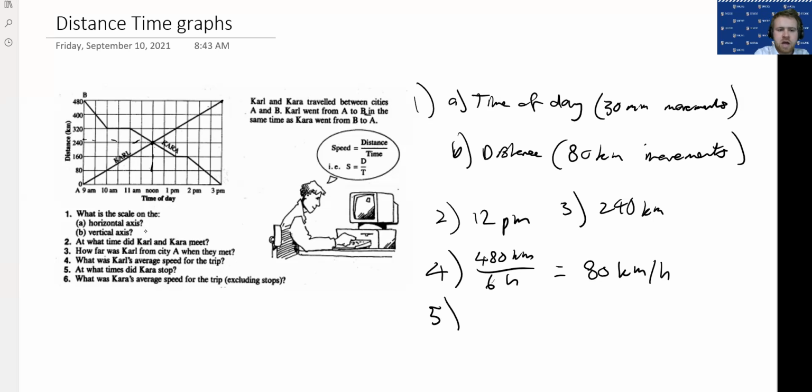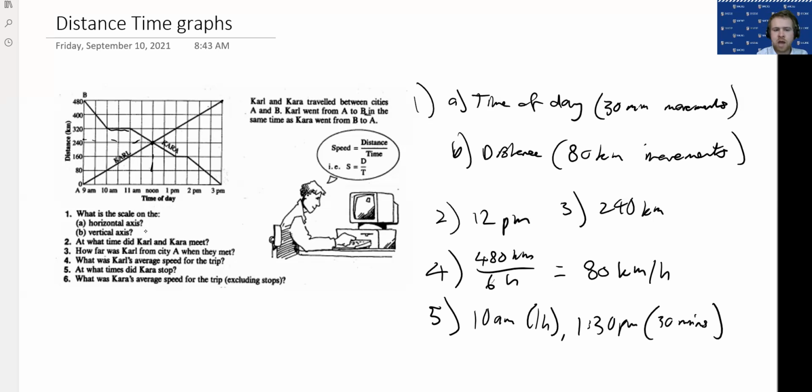And then at what times did Kara stop? She stops at the point where the graph is flat, okay? So she's not moving in any direction. It's going to stay at the same distance. So she stopped at 10 a.m. for 1 hour, and then she also stopped at 1:30 p.m. for 30 minutes.